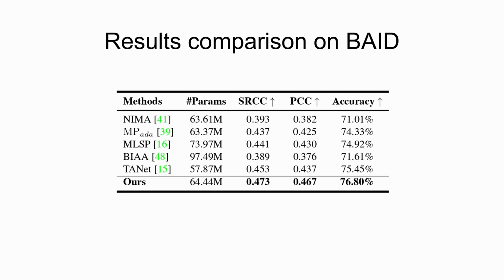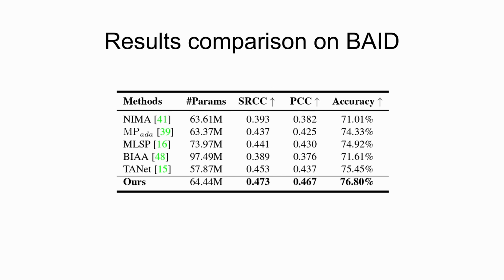We compare our method with 5 state-of-the-art open-source IAA methods on our BADE dataset, including NEMA, MPADA, MLSP, BIAA and TANet. We retrain these methods on BADE using the recommended parameters in the original paper. We adopt 3 metrics for evaluation: Spearman's rank correlation coefficient, SRCC, Pearson correlation coefficient, PCC, and a threshold of 5 to calculate the binary accuracy. Compared with these methods, our model achieves the best performance on all metrics.